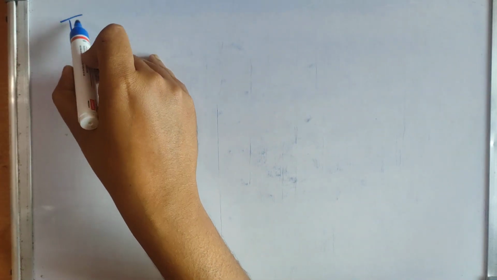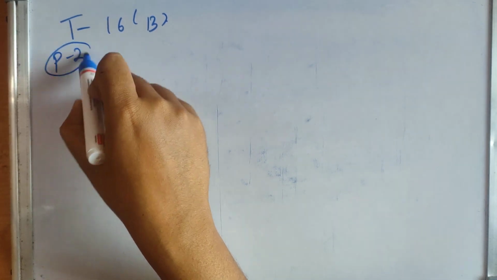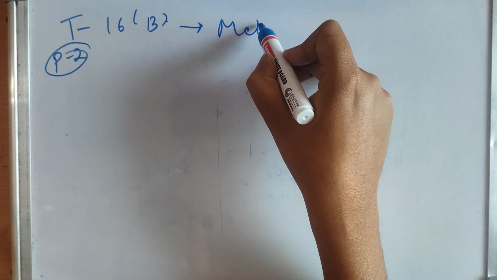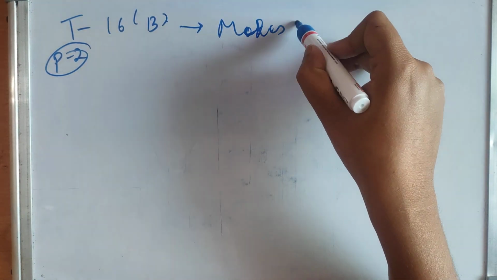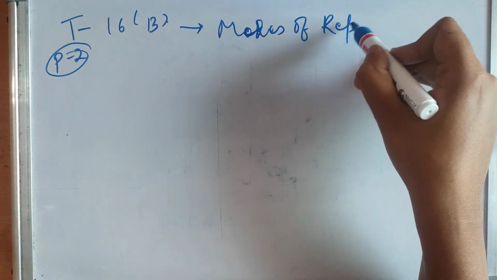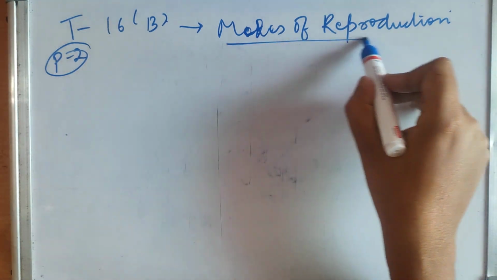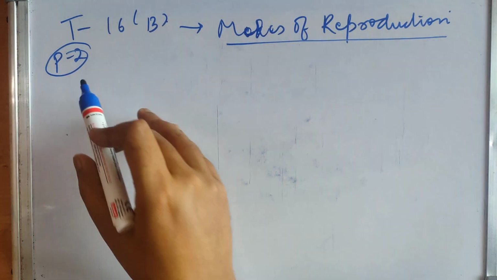So today we are going to do topic 16b of paper 2, that is remaining parts of modes of reproduction. The first thing we are going to discuss in this topic is micropropagation.